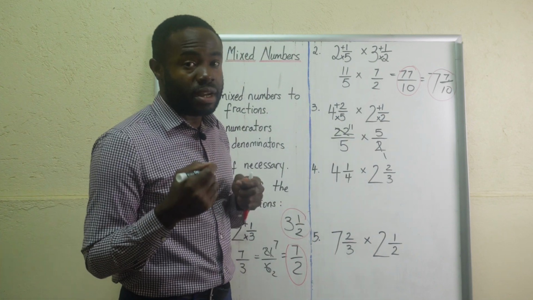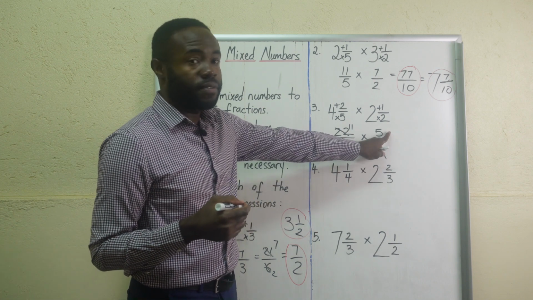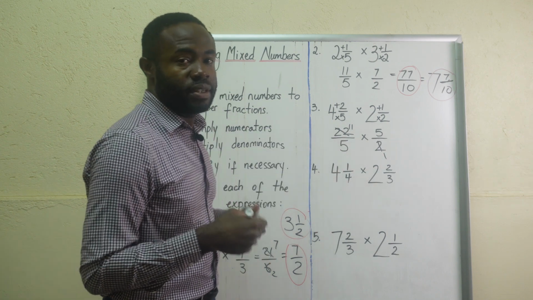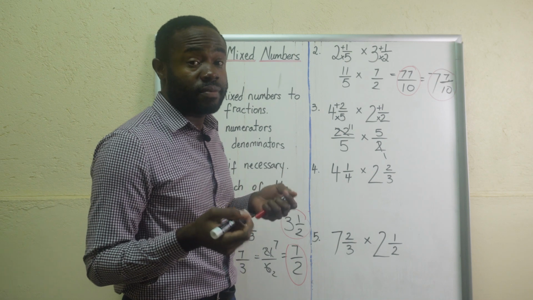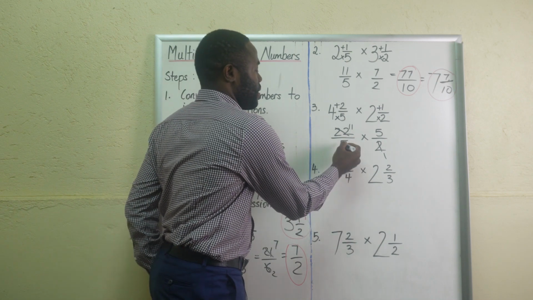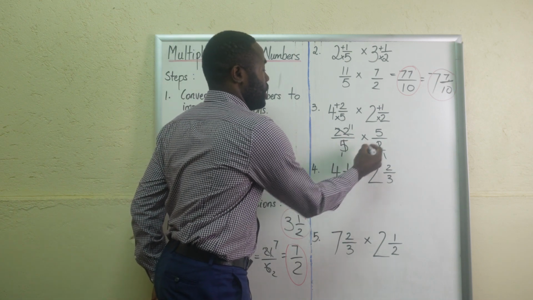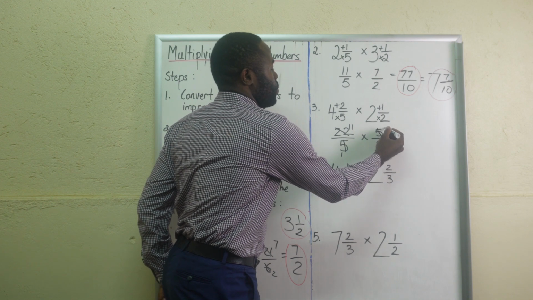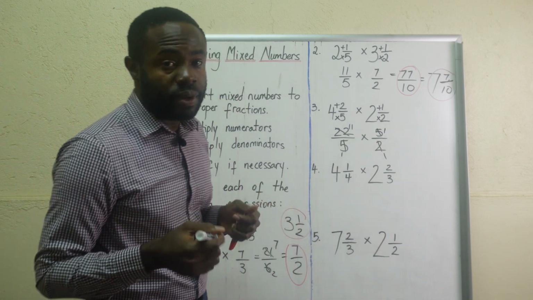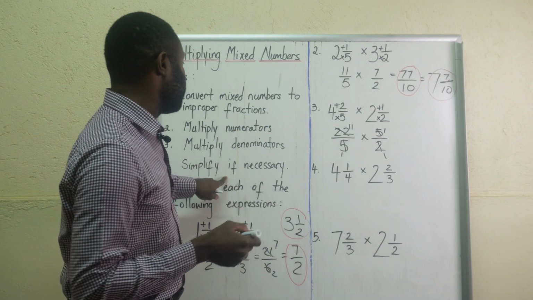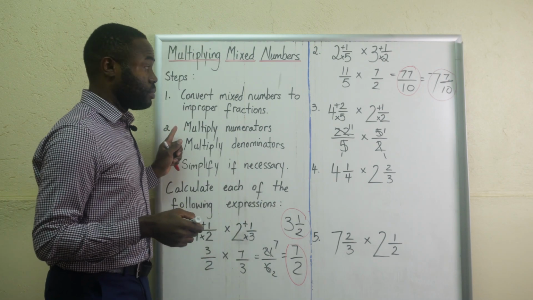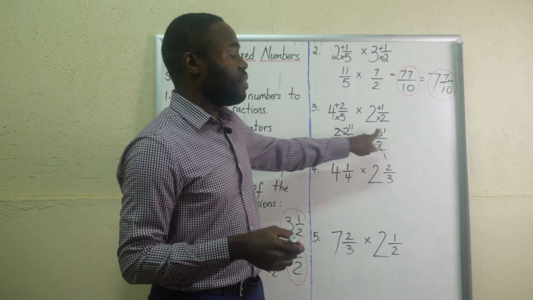Let's check the second diagonal. Here we have 5 and 5. Now the highest common factor of 5 and 5 is 5 itself. So we can divide by 5, right? So 5 into itself goes 1, and then 5 into itself goes 1. Now, after we're finished cancelling or simplifying, we can go back to step 2, where we multiply the numerators.